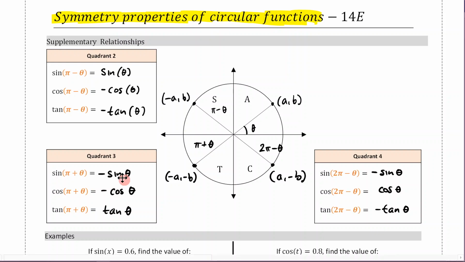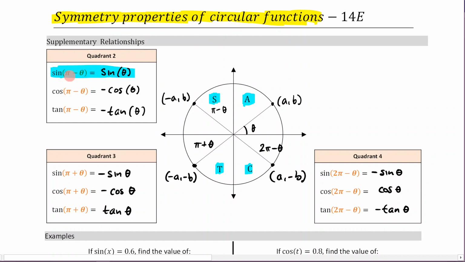The other thing that I want to draw your attention to is the letters C, A, S, T, cast. This A means all of them are positive. This S means my sine is the only positive here. This T means my tan is the only positive here. And this C means my cos is the only positive here. And up here, A, again, as I said, all is positive. So that's what I need you to understand for this first part right there.